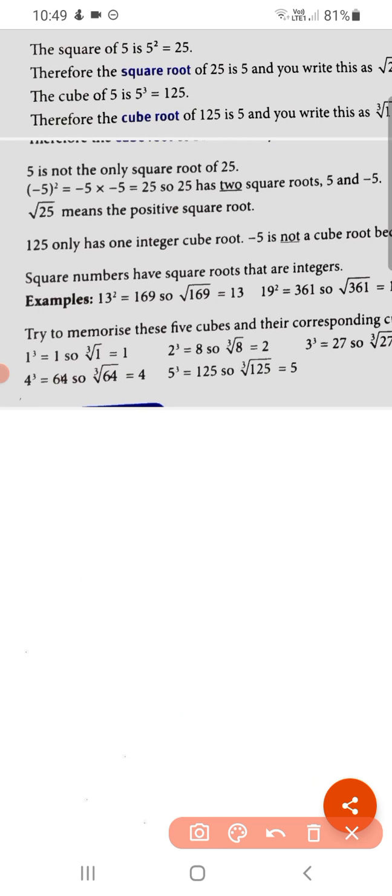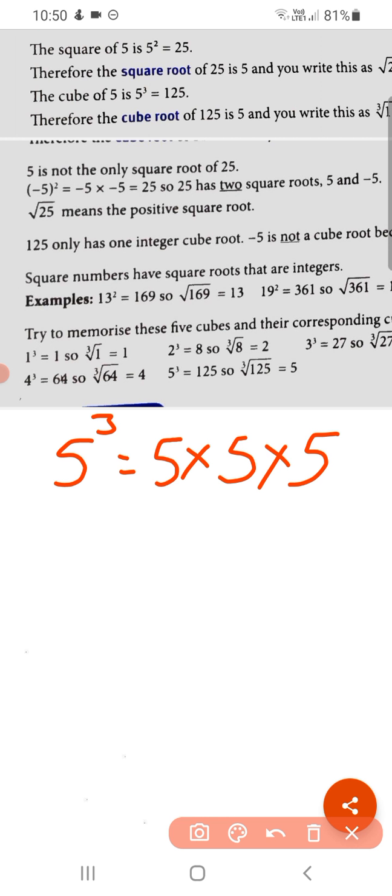Now children, we will check the relation between the cube root and the power of a number. The cube of 5, that is 5 cubed, is equal to 5 times 5 times 5. Not 5 into 3 or 3 into 5. It is wrong. You should multiply 5 three times. Which is equal to 125. 5 cubed is equal to 5 into 5 into 5, which is equal to 125.